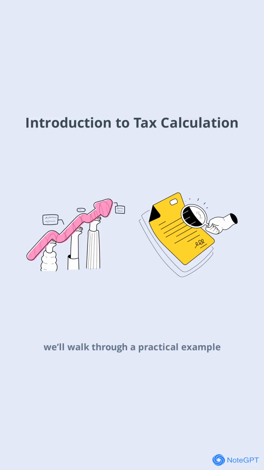Welcome. Today we'll walk through a practical example of corporate tax calculation using ABC SDN BHD for the year of assessment 2024. Understanding how to compute your company's tax is crucial for compliance and financial planning. We'll break down each step, from identifying income and expenses to applying capital allowances and finally calculating the tax payable. Whether you're a business owner, accountant, or student, this guide will help clarify the process.